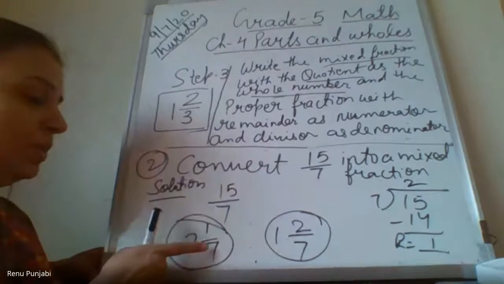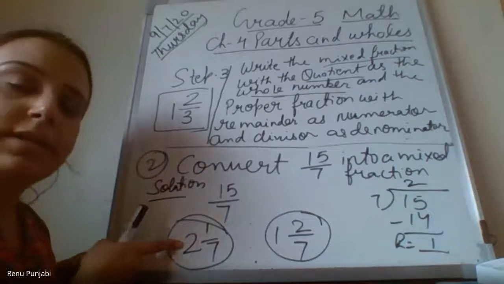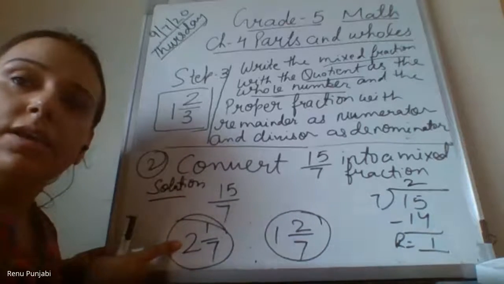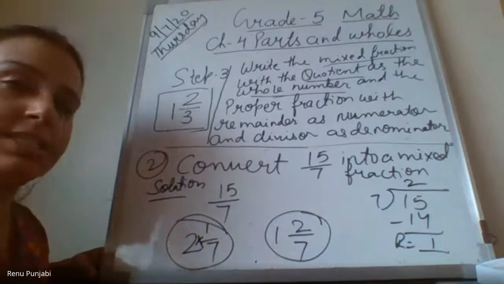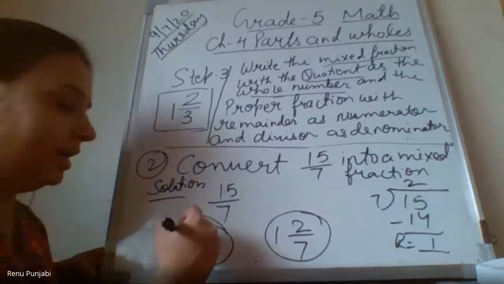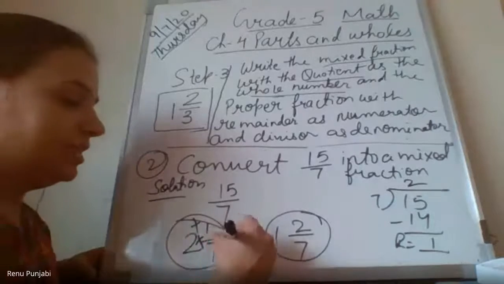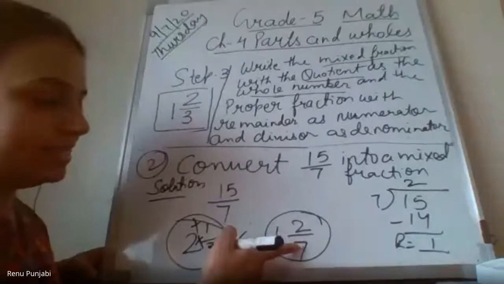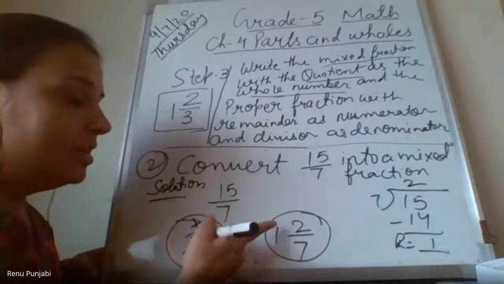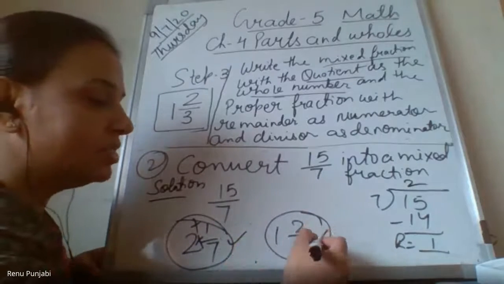First, we need to multiply the denominator with the whole number. 7 into 2 is 14. Put a multiplication sign for your check. 14 plus 1 is 15. It means 15 upon 7. This is right. Because the other one says 7 into 1 is 7, 7 plus 2 is 9, 9 upon 7. It means this is wrong.